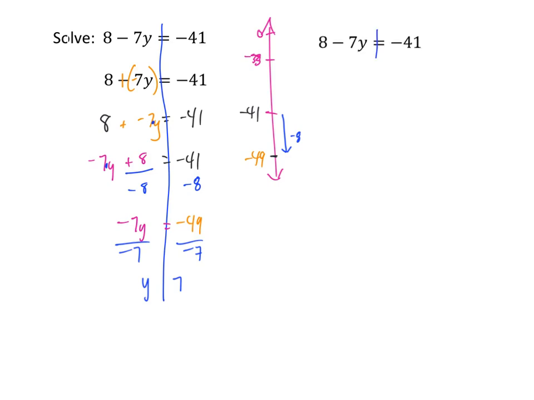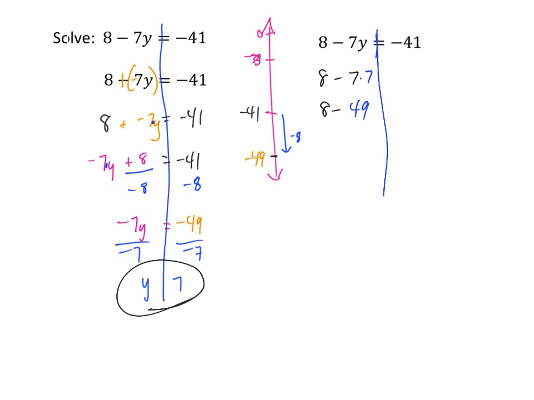Okay, so when I go to check this, I'm going to leave it the way it is. I'm going to write it as 8 minus 7 times, and we said y equaled 7, so 7 times 7. That means I'm going to have 8 minus 7 times 7, which is 49.